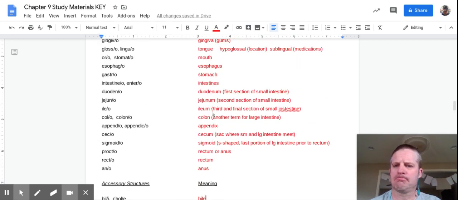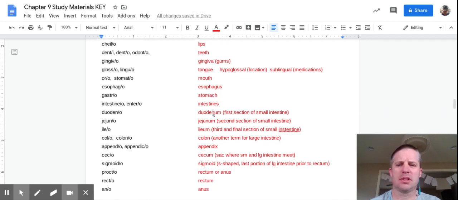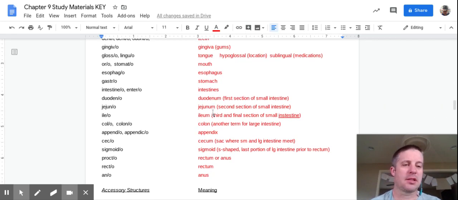Let's see here. We can combine these together if we need to. You'll see that in the next section. We talk about diseases, disorders, and diagnostic terms. But for example, if we were to say where the ileum and the cecum come together, we could say the iliocecal junction. Okay. I think that's all I needed to say.